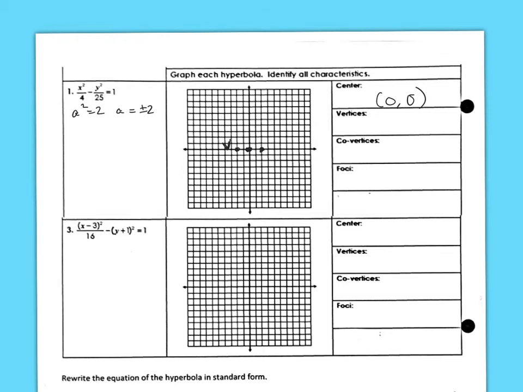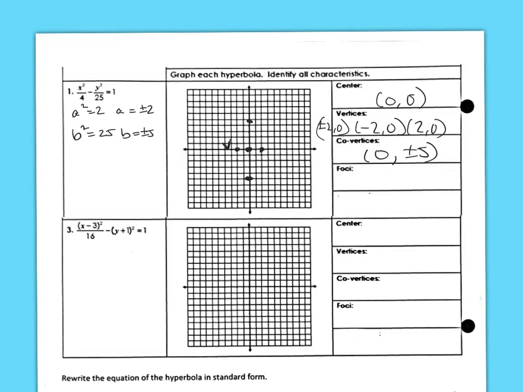So the vertices are negative 2, 0, 2, 0, which you could write plus or minus 2, 0 if you want to. The co-vertices, of course, go with the other one. That's going to be your b squared, so that's 25. So b is plus or minus 5. So from the center, we're going to go up and down 5. And then the co-vertices, of course, the coordinates are 0, up and down 5.